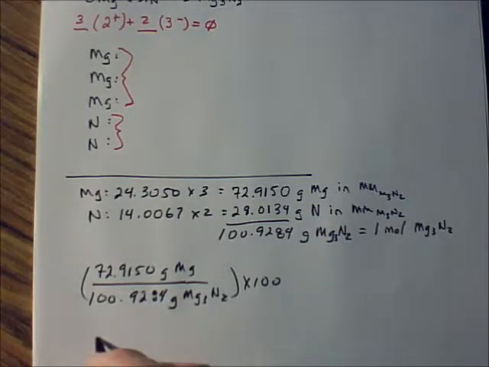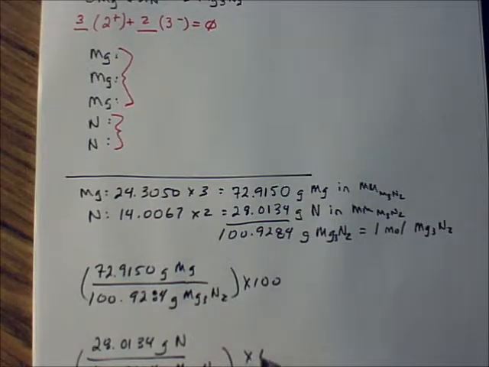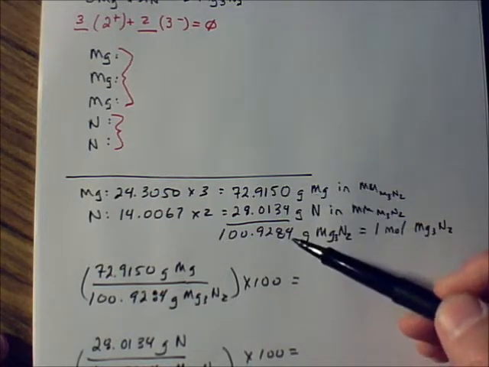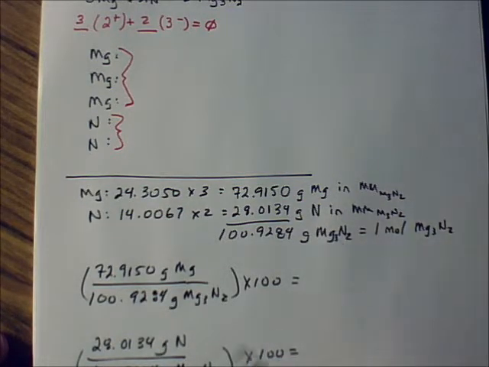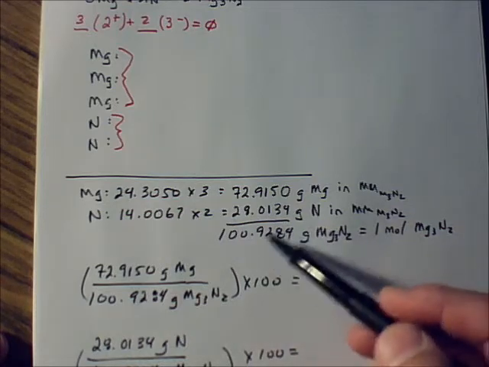So we have to take 28.0134 grams of nitrogen over that same total. So on our calculator, we'll put 72.9150 divided by 100.9284. And then you hit equals and then multiply by 100 to get the answer. All right, so you just got to calculate the molar mass. Put the total amount of magnesium over the total of the whole thing. And then the total amount of nitrogen over the total of the whole thing.